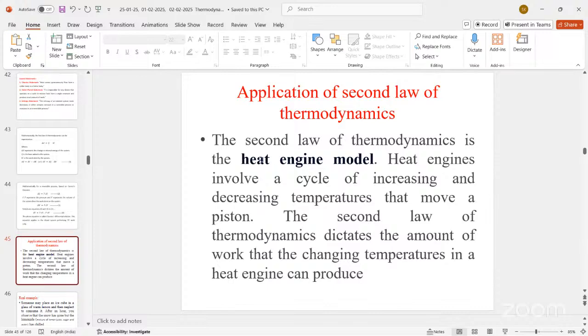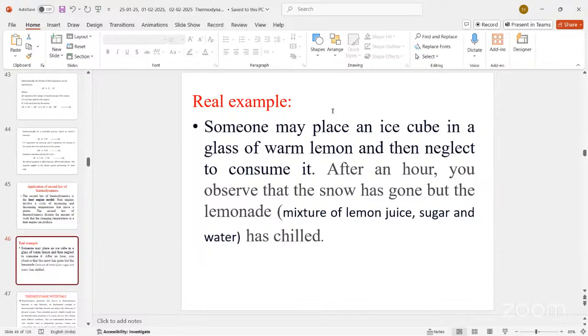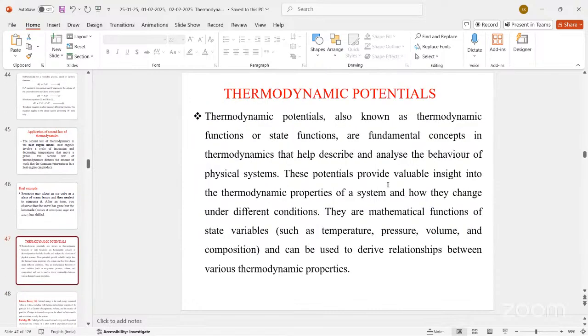Now we have discussed the heat engine. That is one of the examples of an application of the second law of thermodynamics, when we take a real example of the second law of thermodynamics. So we discussed in earlier classes: what are the thermodynamic potentials?